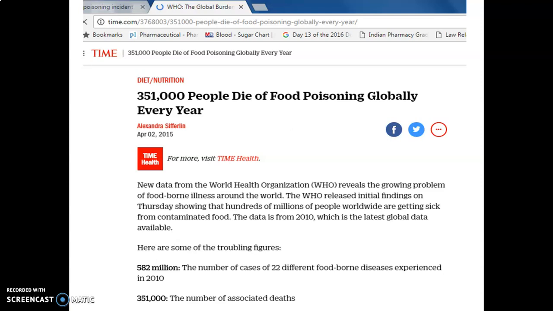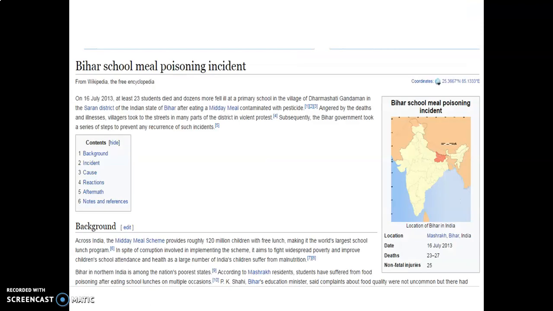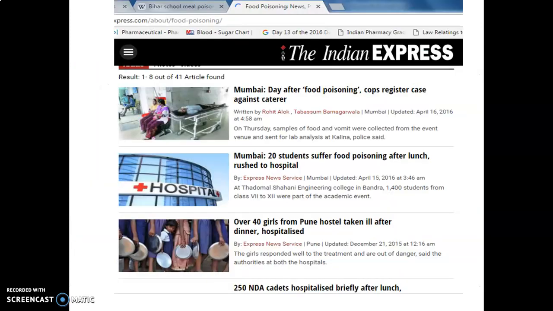So here are some of the facts and figures we can observe globally related to food poisoning, because food poisoning is a global phenomenon which can be seen worldwide. Here is a report which says 351,000 people die because of food poisoning every year. Even in India, some reports give evidence, like the Bihar mid-day meal poisoning incident which happened in 2013, which led to the death of 23 students.